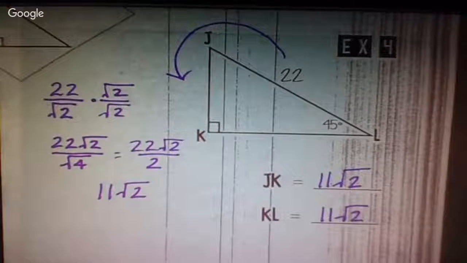Okay, 5 and 6 are on the other side of this. I want you to try those on your own.